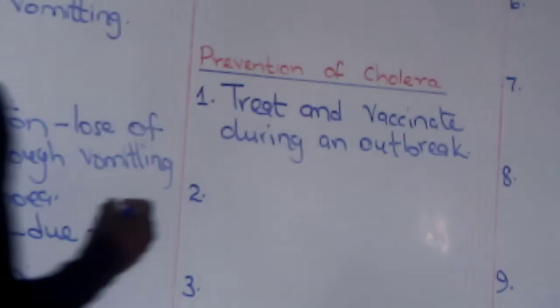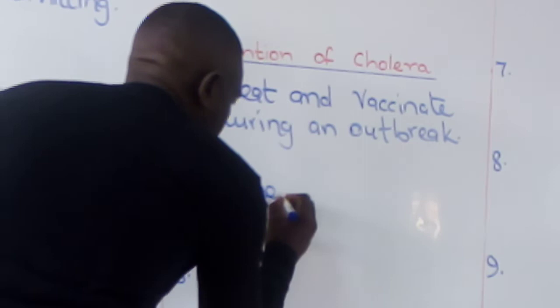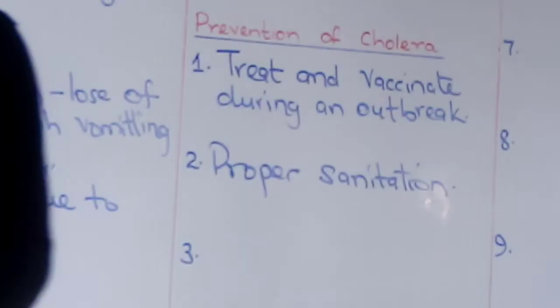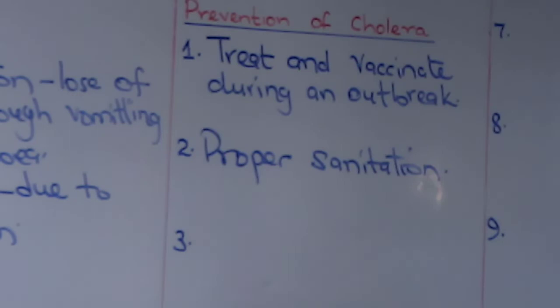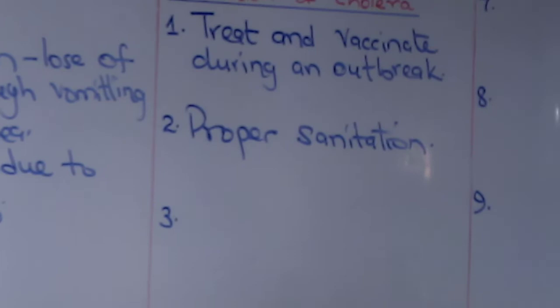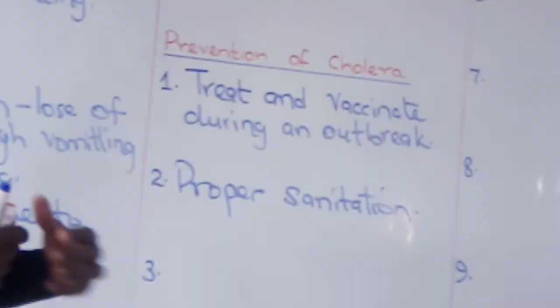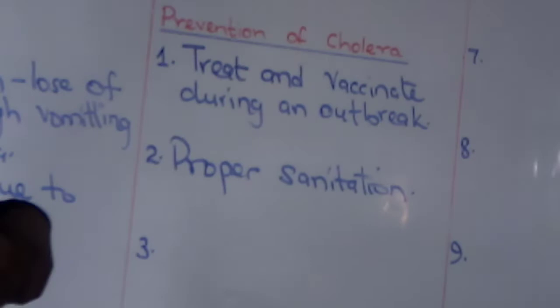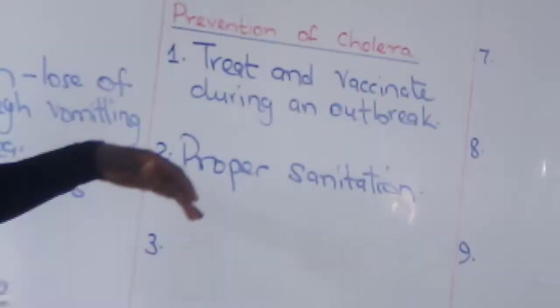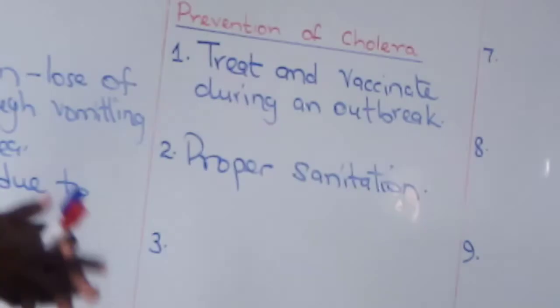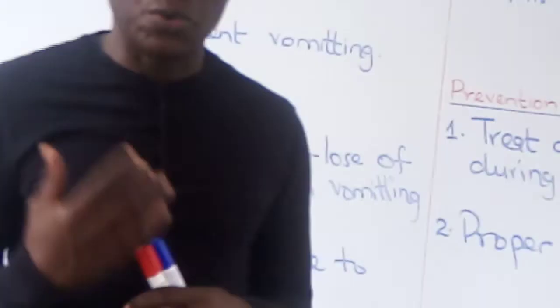Then we need to look at proper sanitation. What do I mean by proper sanitation? The washing of hands frequently, especially after visiting the toilet. You wash your hands with soap and water, and even before handling food. You know, this COVID way of eliminating the virus is the same way of preventing cholera from infecting you. So you wash your hands thoroughly with soap and running water before handling food and after visiting the toilet.